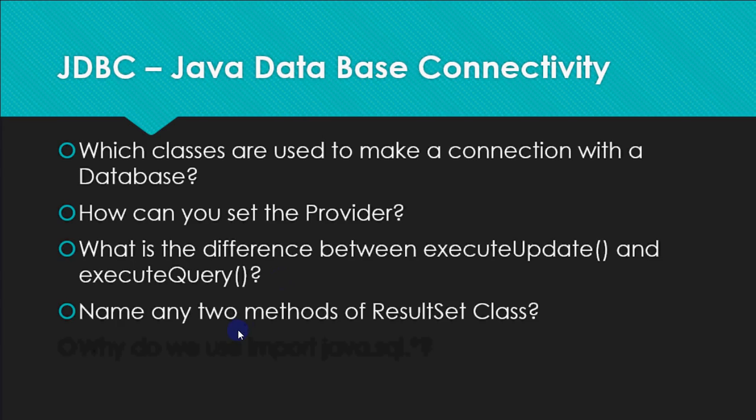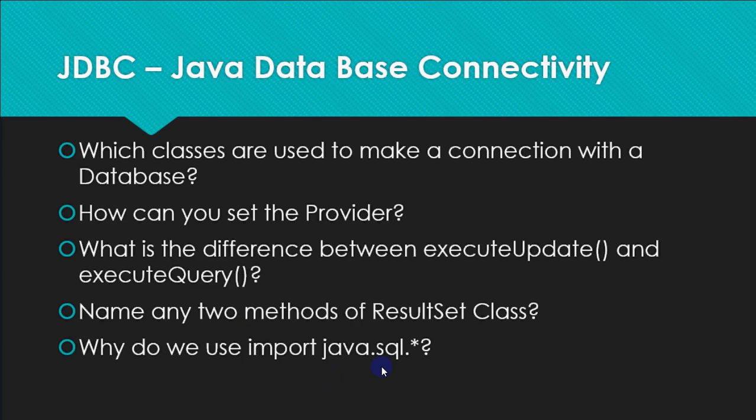Fine. Then we have name any two methods of result set class. So two methods of result set class are rs.next, rs.previous. You have rs.first and last also, and the meaning of the functions is clear by the name. rs.next will move it to the next record. rs.previous will move it to the previous record. Similarly, we have first and last.